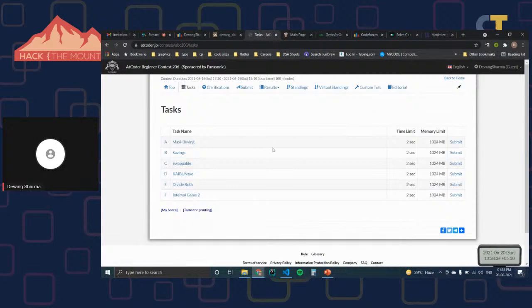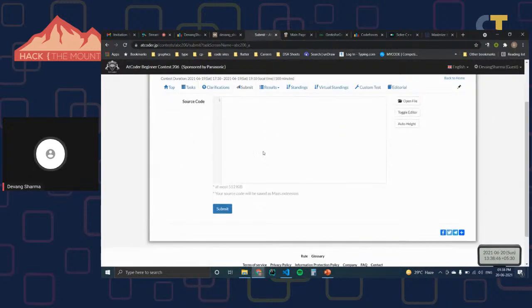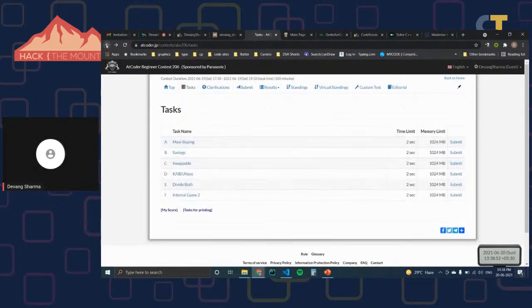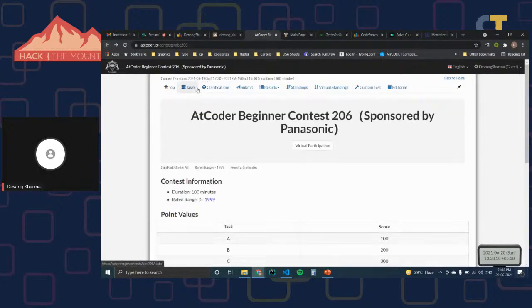This is the task section. You can solve the problem the same way. Click on submit, and the problems will be submitted as on the other platforms. You can enter the code, you can choose a task and your language, and just press the submit button, and it will be submitted and judged accordingly. If you see wrong answer or time limit exceeded, you can just check it out there. Okay, so that's about AtCoder. You can see that here.